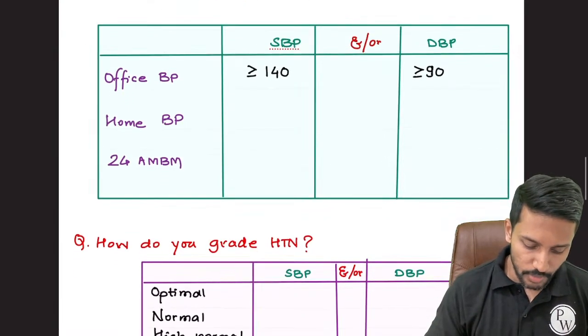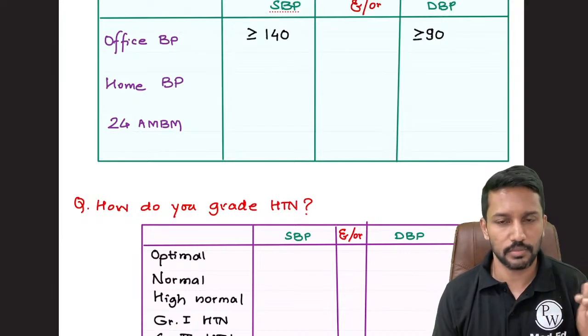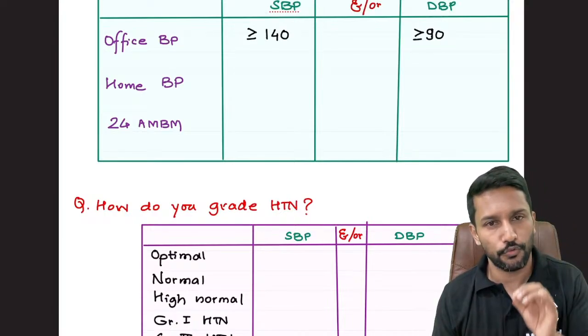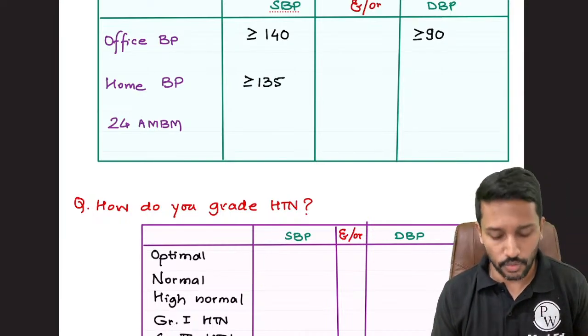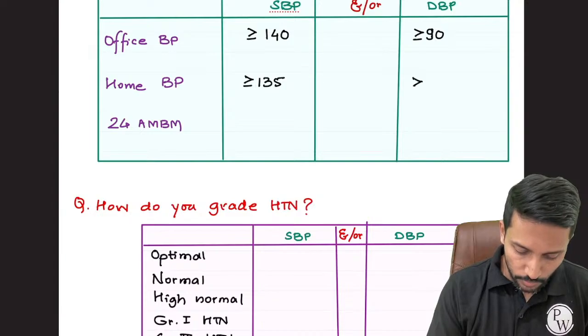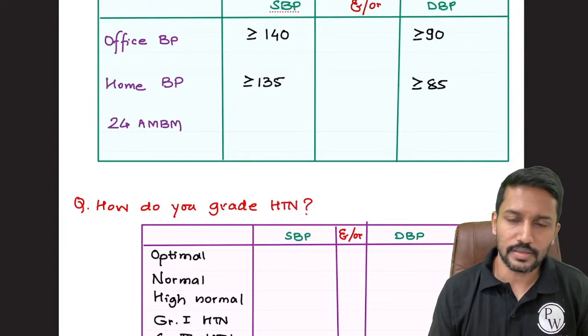Now, if I'm recording the BP at home, then it is very easy to remember or recreate this table. Just go on deducting 5. So if your BP recorded at home is more than or equal to 135 systolic and/or more than or equal to 85 millimeters of mercury diastolic, we will call it hypertension.